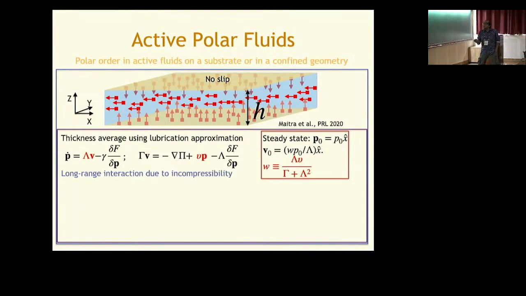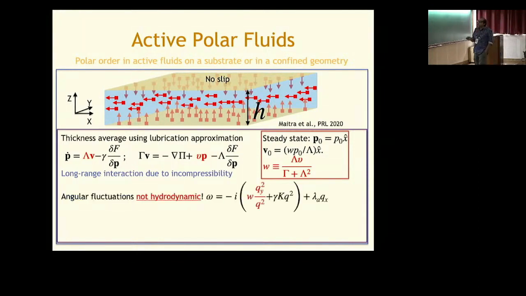And importantly, you have long-range interaction due to incompressibility here, right? The fluid is incompressible. So upon thickness averaging, you get a two-dimensional incompressibility. What that tells you is that if you solve for the velocity field and calculate the angular fluctuations, for most directions the angular fluctuations have a mass. So it has a relaxation rate for most directions of a vector, which doesn't vanish as q goes to zero. And that immediately tells you that you have long-range order in the system.